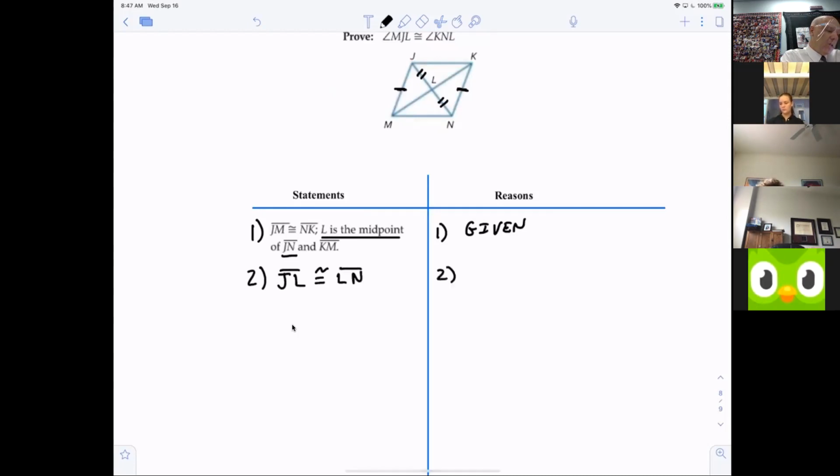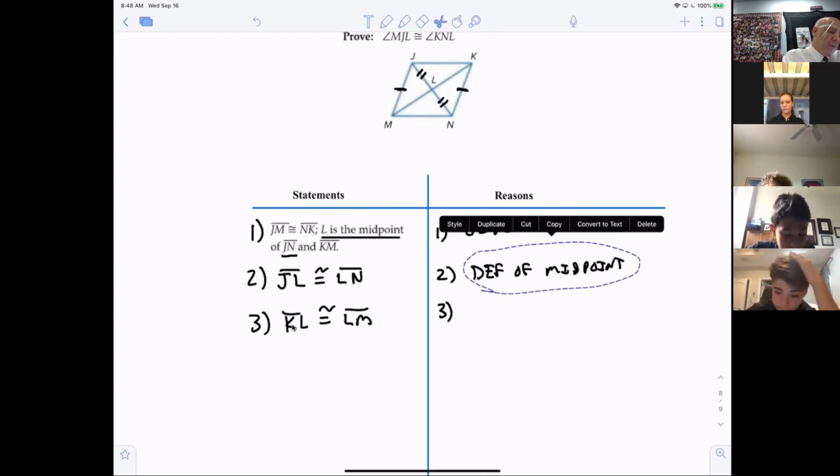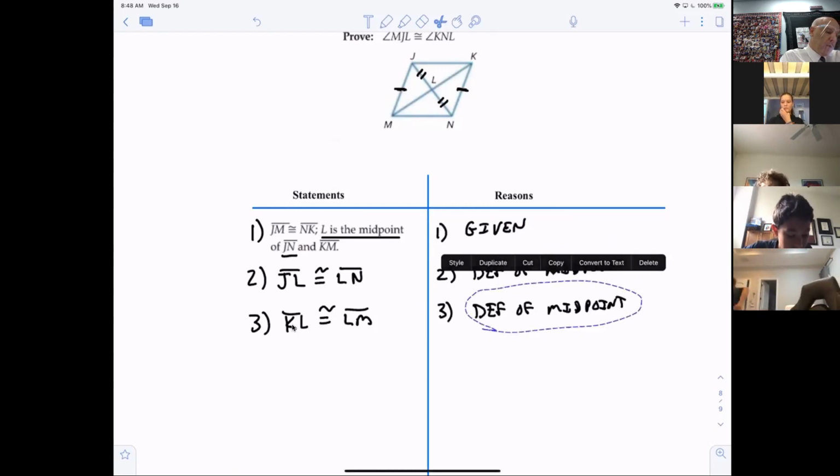And that is called the definition of midpoint. Definition of midpoint. All right. We could also say what, Kenzie? We can also say that KL is congruent to LM. And again, that's step number 3, because I'm lazy. Copy, paste. Same thing. Definition of midpoint.